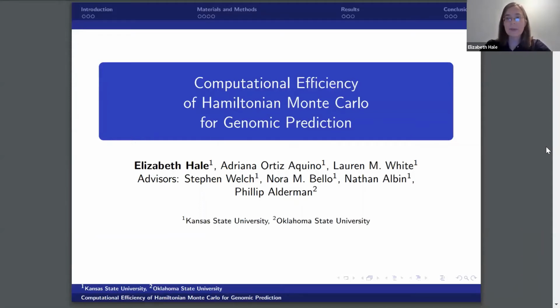My name is Elizabeth Hill. I'm a mathematics graduate student from Kansas State University, and today I'm going to talk about computational efficiency of Hamiltonian Monte Carlo for genomic prediction.